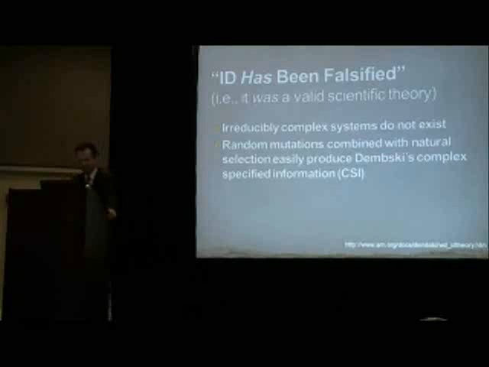Let's look at these arguments of things that have been falsified. Irreducibly complex systems do not exist. That's the claim, that the whole hypothesis or idea of Behe that irreducible complexity is evidence of intelligent design, that whole idea has been falsified. Because random mutations do combine with natural selection to easily produce what Dembski would also call specified information. So his idea on specified complexity is also falsified.